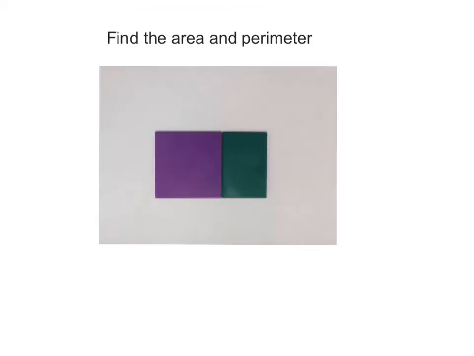All right, let's copy down the next example on your paper. And this time we're asked to find the area and perimeter. All right, so here we have a y squared tile. That's what this one is. And then this one is an xy tile. So I'm going to label the sides.